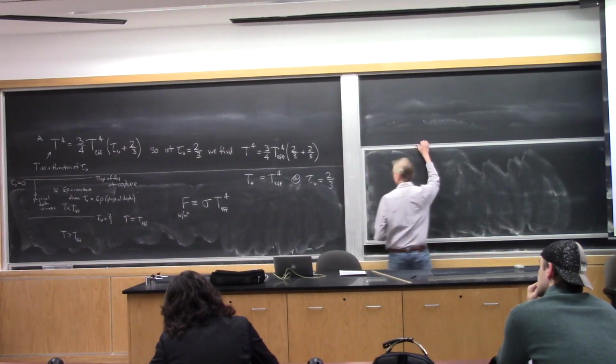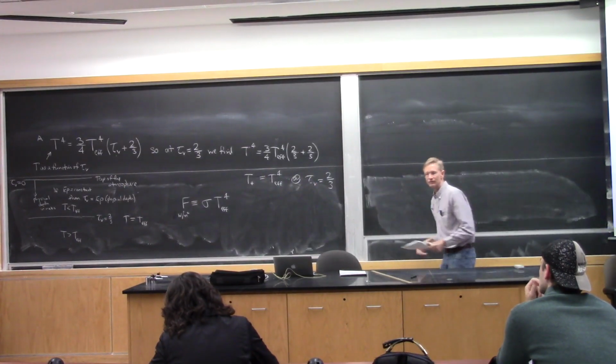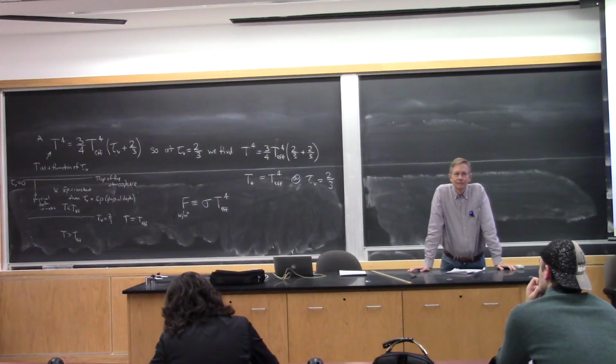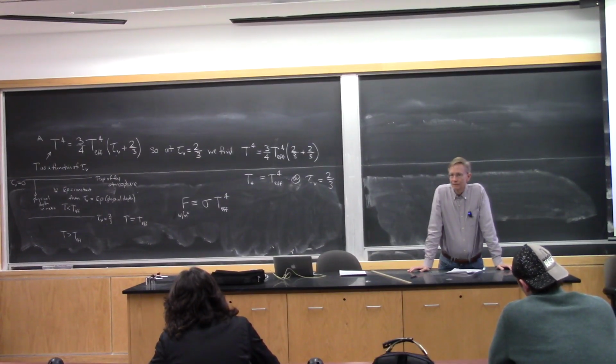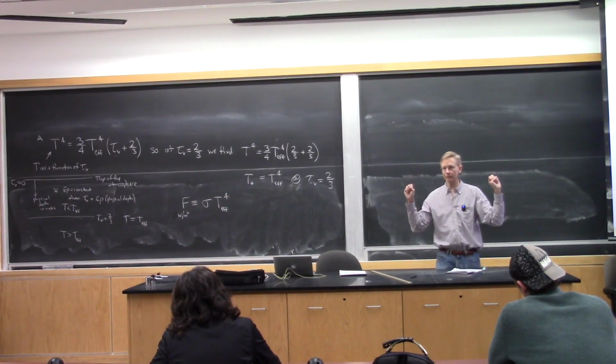Okay, so what questions do you have? What doesn't make sense in all that? So what does it mean, is a question, when we say we see to an optical depth of 2/3.